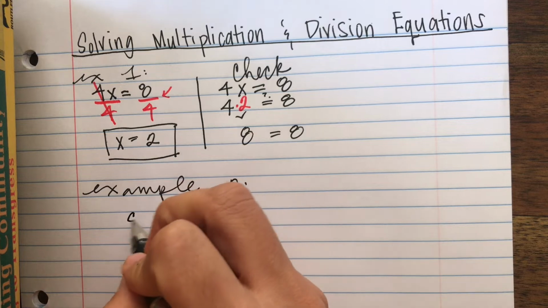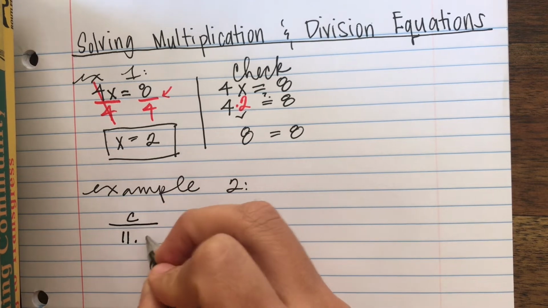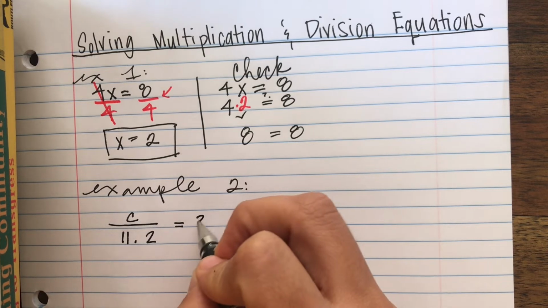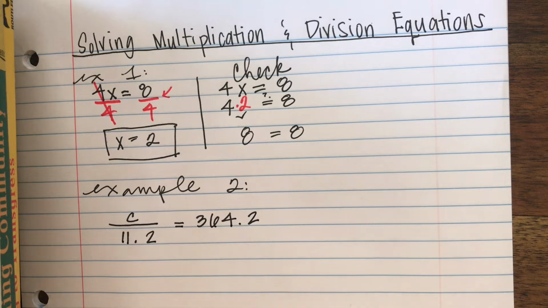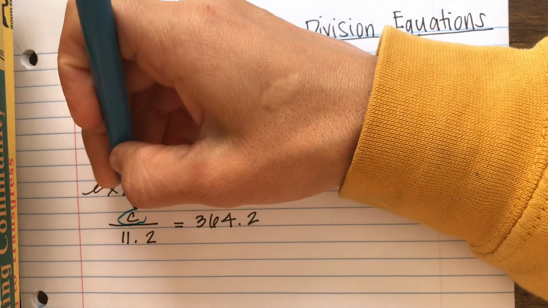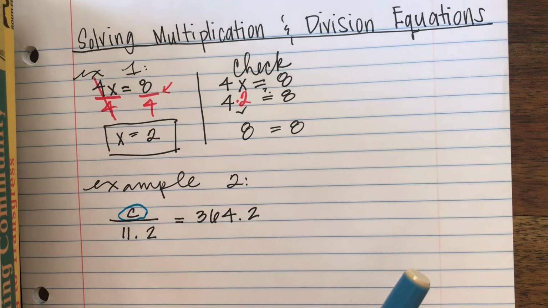If you have C divided by 11.2 equals 364.2. Oh, it's a doozy. It's got the decimals here. The rules, guys, are exactly the same. We want to isolate the variable C by getting rid of everything else that's around that variable C.